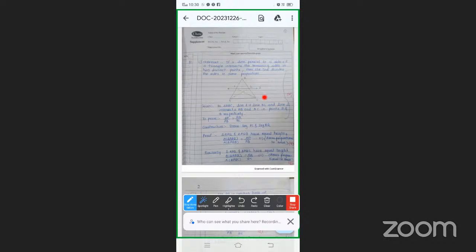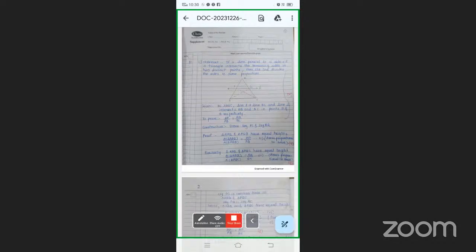So here some construction we have to do. That is we have to join PC and BQ. So we have to start with the proof.